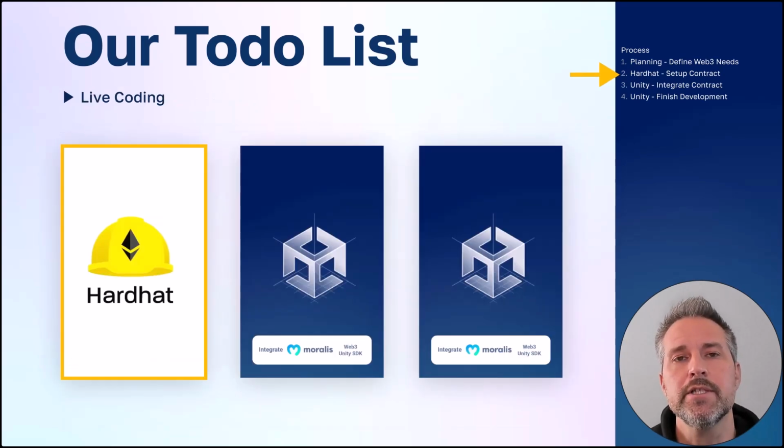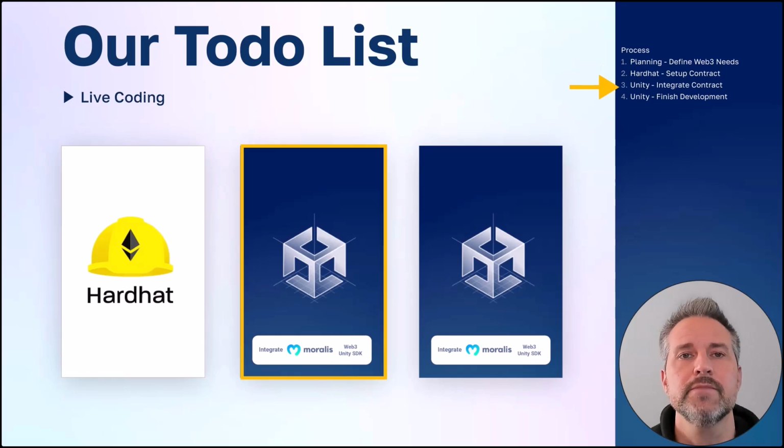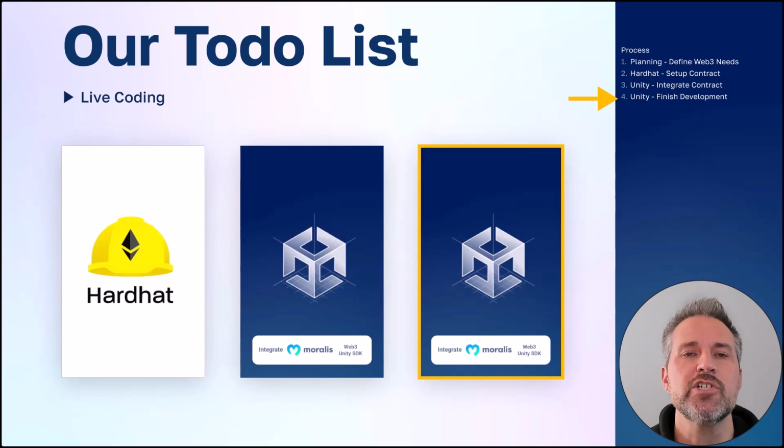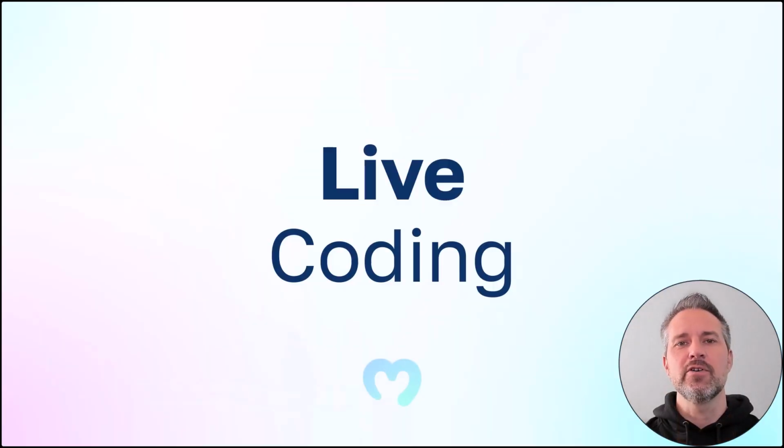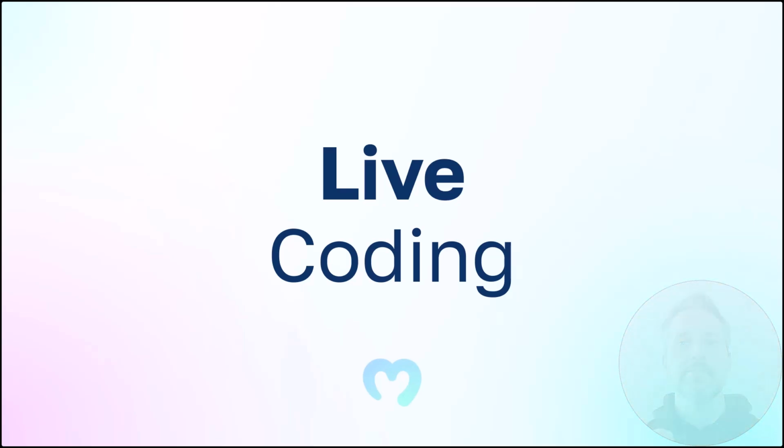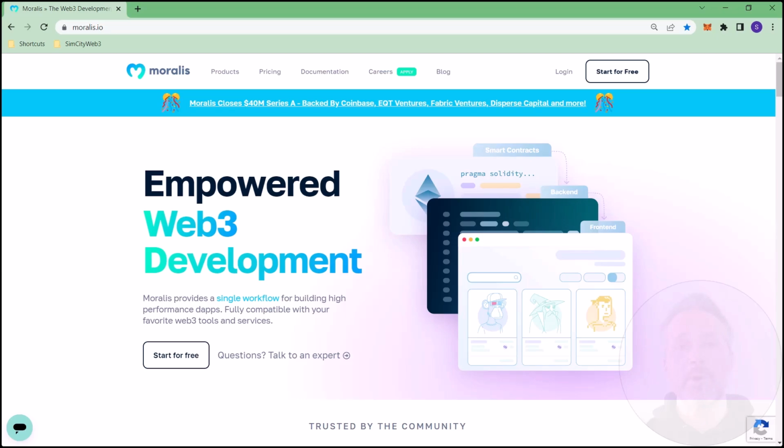For live coding, let's take a look at Hardhat. Let's take a look at how we'll integrate that contract into Unity. And let's finish up the development inside Unity. I'll begin the live coding. So that you can see the screen best, I'm going to lower the opacity. Let's take a look at what I've set up already.